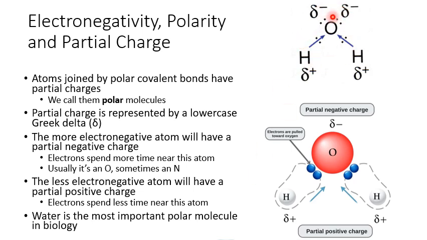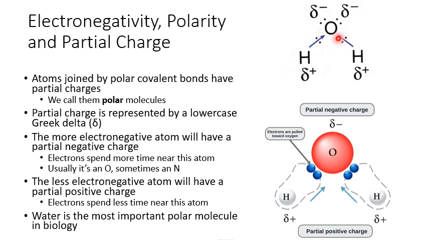So anytime you have a polar covalent bond, one of these atoms is going to be partially negative, and one will be partially positive. Whoever is more electronegative will be partially negative. Whoever is less electronegative will be partially positive. Then if you end up having an overall asymmetry in terms of the charge distribution across the molecule, you're going to end up with a polar molecule.